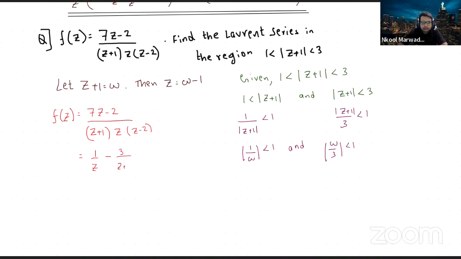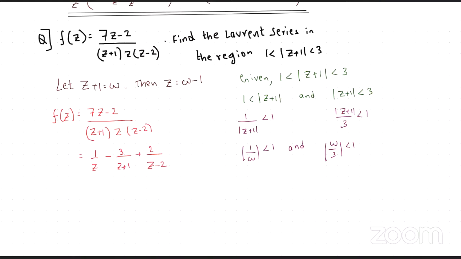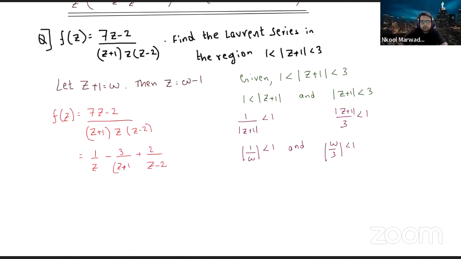And one more is z plus 2, and z minus... So you give it a try, partial fraction, and let me know if you face any difficulty. Okay, nice. So you were getting the same value. That's nice.